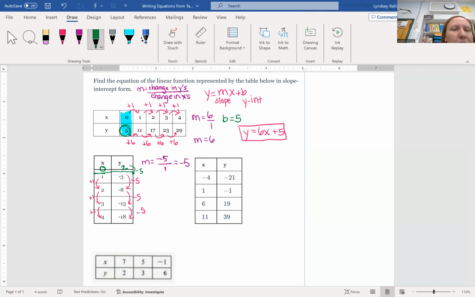So we could make an extra row of our table and extend the pattern so that we can have our x of 0 and figure out what our y-intercept is going to be. So our b would be 2 here. So then our final equation would be y equals -5x plus 2.